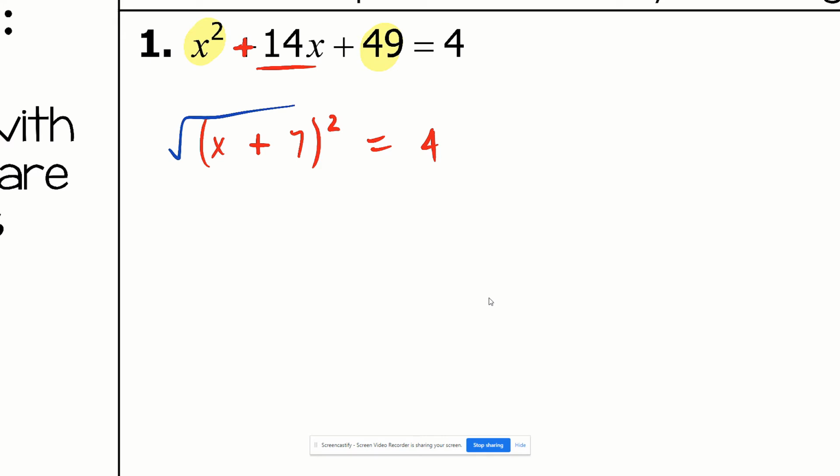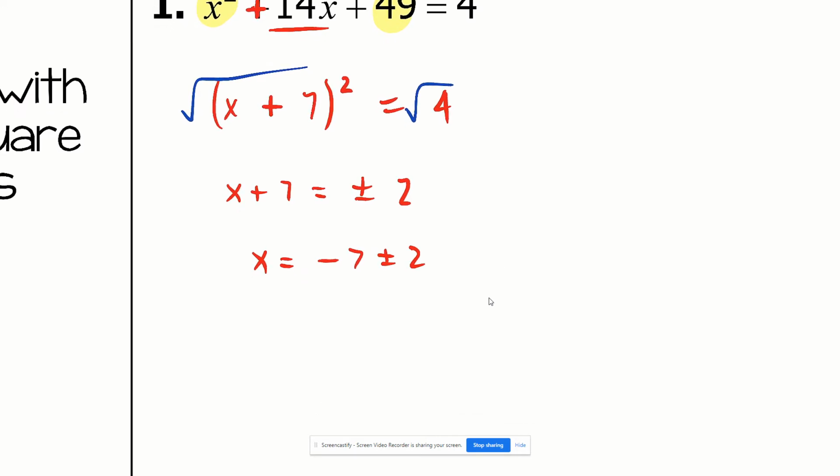Well, I take the square root of both sides. Because I took the square root of both sides, x plus 7 is going to drop down on the left. We add plus or minus to our answer, and what is the square root of 4? It's 2. Well, then how do I get x alone? Subtract 7. So x will equal negative 7 plus or minus 2. So what does that mean my answers are? Well, just do the math.